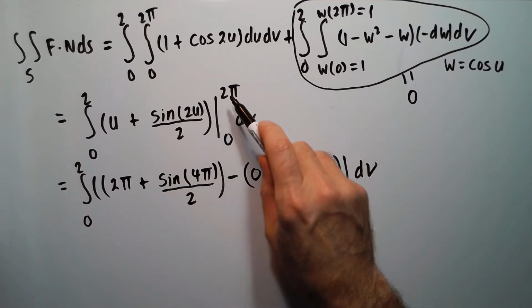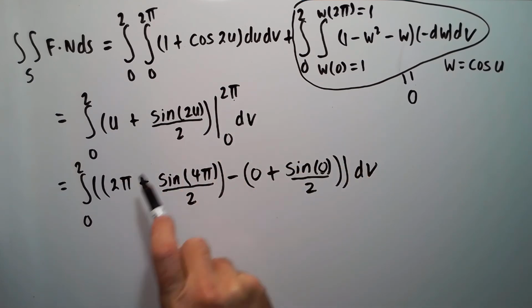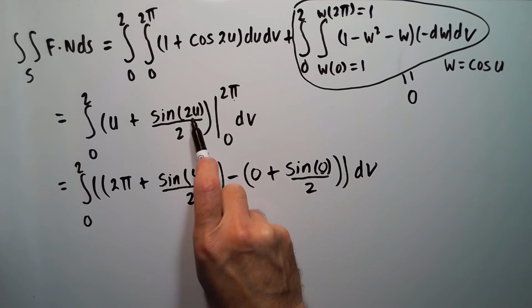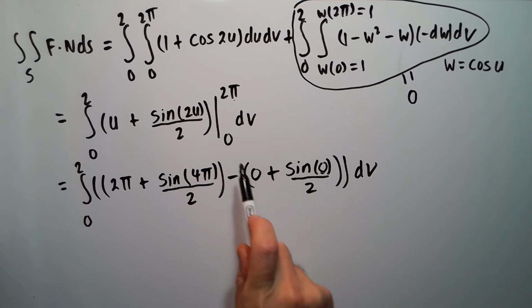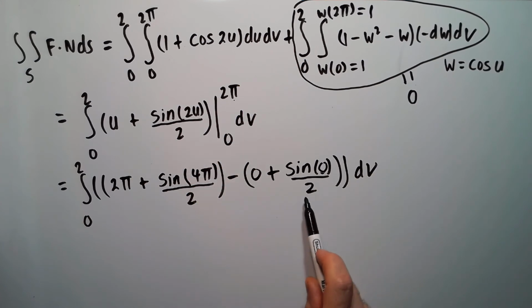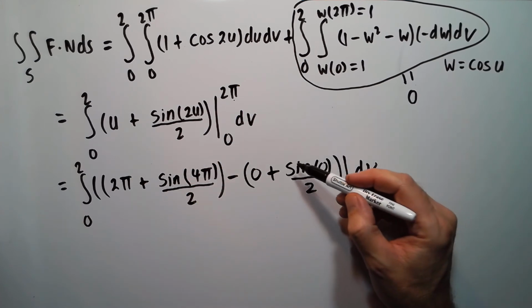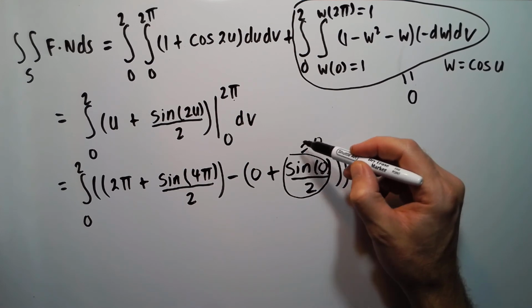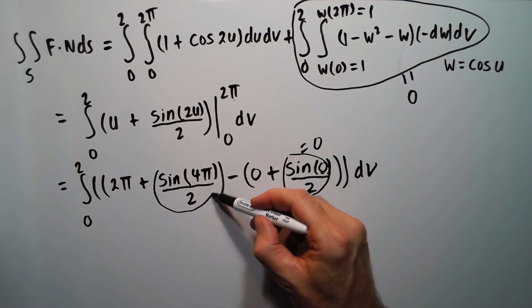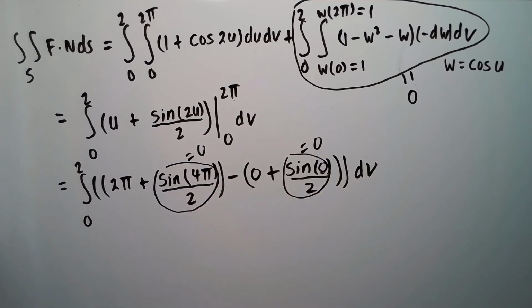So putting 2 pi in place of u here becomes 4 sine of 4 pi. Then putting 0 in place of u, so 0 here, 0 in place of u up here, sine of 0 over 2. So the sine of 0 is 0. So this is 0 here. Sine of 4 pi is also 0. Okay, so we just get 2 pi then.